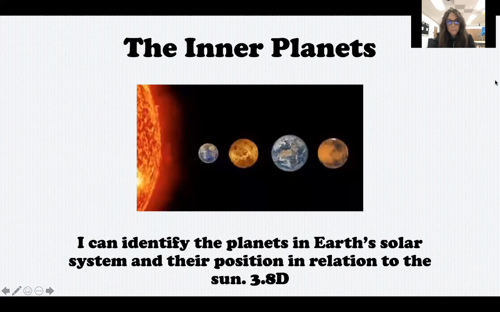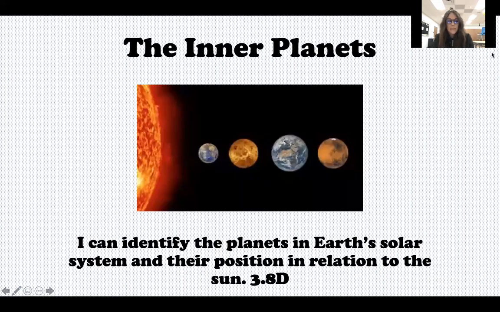So the past couple weeks, we talked about the sun. We talked about the relationship between the sun, Earth, and moon. And for the next couple weeks, we're going to be moving on and talking about the planets in our solar system, which is super fun, super exciting. One of my favorite things in science to talk about. So today we're going to start out just by talking about the inner planets. So let's go ahead and get started.